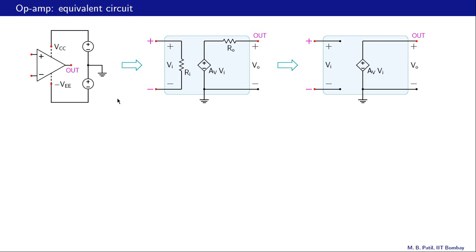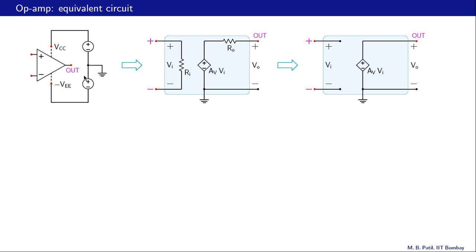Let us now look at the power supply connections to the op amp. Let's say, for example, this is 10 volts, this is also 10 volts. The negative terminal of this supply and the positive terminal of this supply are connected together, and that serves as the common ground.